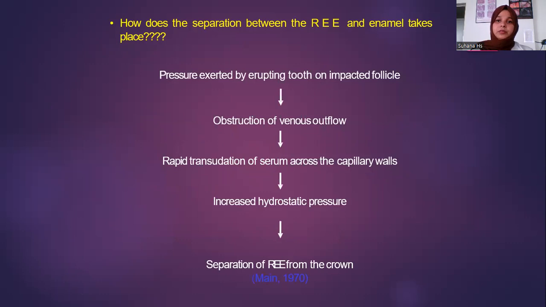How does the separation between the reduced enamel epithelium and the enamel take place? The pressure exerted by the erupting tooth on the impacted follicle causes obstruction. Then there is rapid transudation of serum across the capillary walls, then there will be increased hydrostatic pressure and separation of the reduced enamel epithelium from the crown of the tooth. In that separation or cavity, there is formation of the cyst.